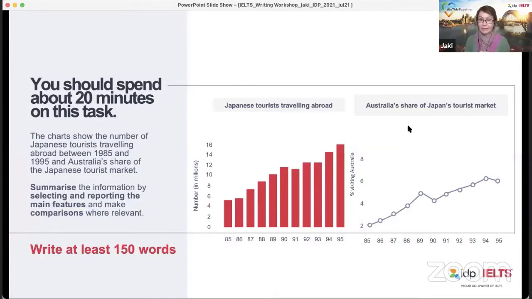Now let's look at this one. Australia's share. How many going to Australia? Here we look again at the vertical. This time it's percent, so be careful. It's not 2 million, 4 million. It's percent. And again, the year. So overall, up or down? Basically up, right?